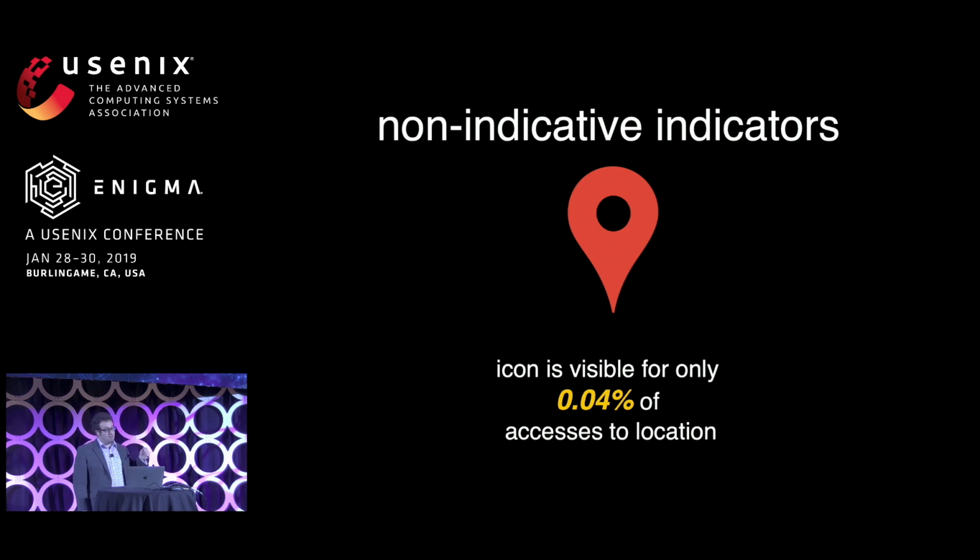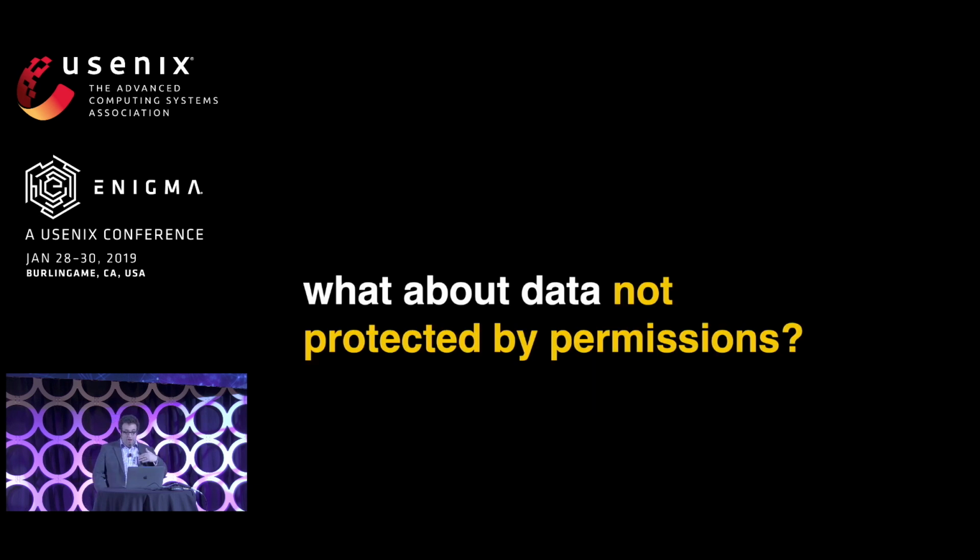And so what we find is that in 99.96% of the time when apps access location data, they're using one of these other APIs, which means that this indicator never appears in those cases. And so people might interpret this indicator as meaning when the indicator isn't there, apps aren't accessing location data, but that's absolutely not true.